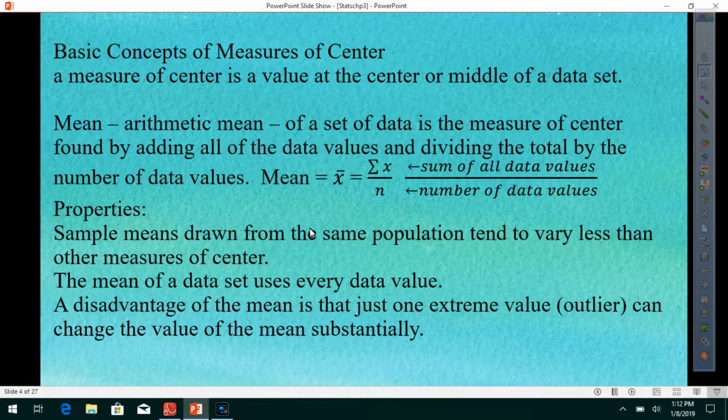Basic concepts of center. A measure of center is a value at the center or middle of a data set. There are several. The mean, or the arithmetic mean, of a set of data is a measure of center found by adding all of the data values and dividing the total by the number of data values. The equation is mean, x bar is a symbol for mean, equals the sum of x divided by n.